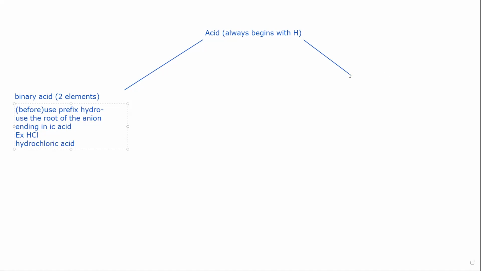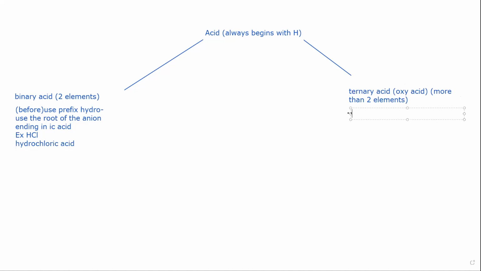The other side is known as a ternary acid, or also known as an oxyacid. Oxy because it contains oxygen, and ternary because it contains more than two elements. Now, how do we name it?